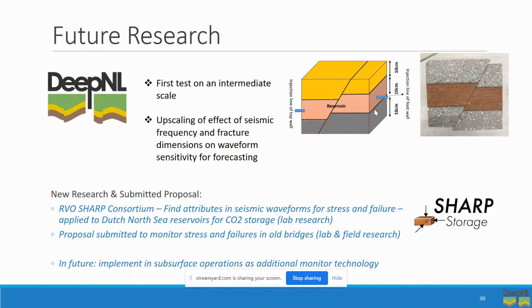Now, in future, that might be implemented, and it would be ideal if you can start to implement it in subsurface conditions, or maybe in mining operations, or failure monitoring of bridges or structures, depending on the range of sensitivities we can use this forecasting system for. I would like to end my presentation with this, and I'm happy to answer any questions that you have.